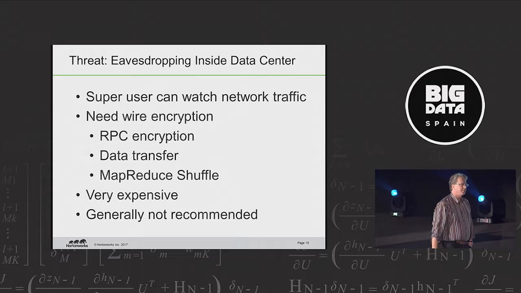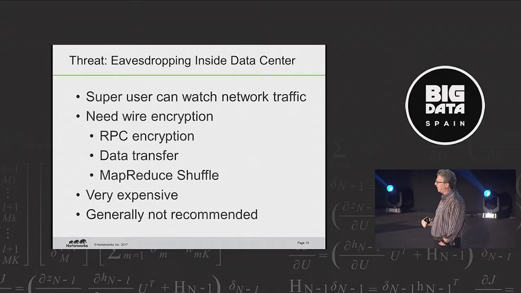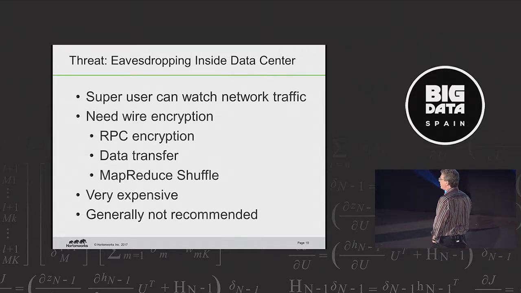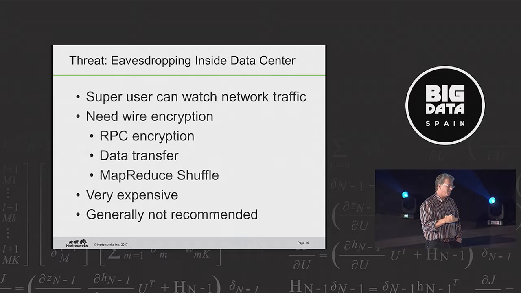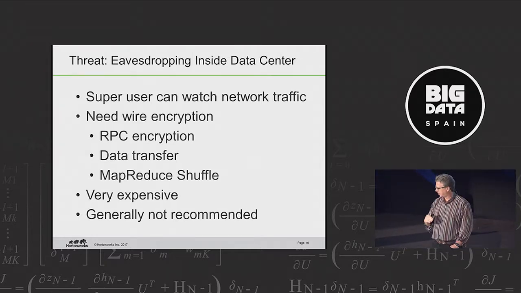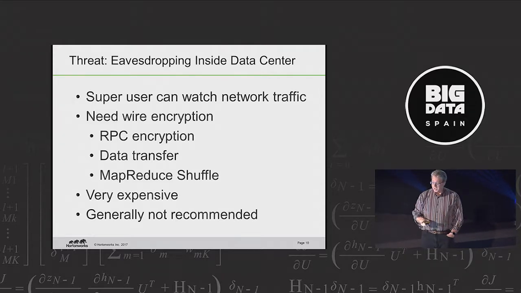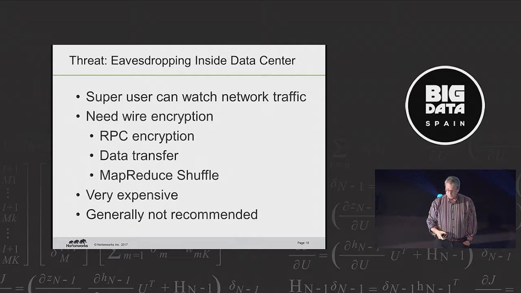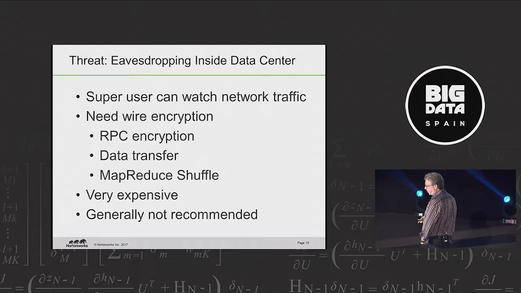Now, one of the issues with security is that you need to worry about who can watch the traffic. Depending on your network configuration, users can see it, but fortunately only the super user. And so we need wire encryption. There are actually three different pieces: RPC encryption, data transfer, and the MapReduce shuffle. They're all relatively expensive, so you only want to enable them where you need them.